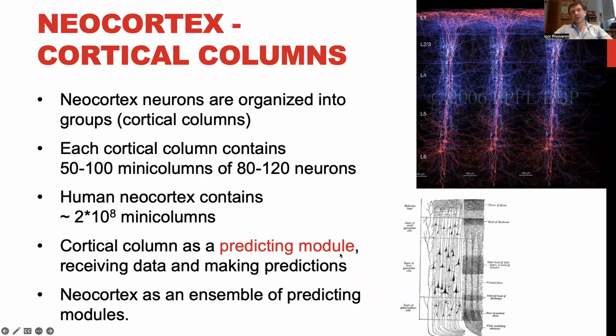The neurons of the neocortex are organized in groups called cortical columns. There are a lot of cortical columns. The human brain has around several million mini columns, which are united in cortical columns. In our model and in some other models which we cite, a cortical column is considered to be a single prediction model, which receives data and makes predictions. And the neocortex is considered to be an ensemble of predicting models.